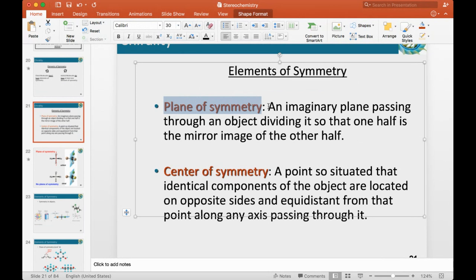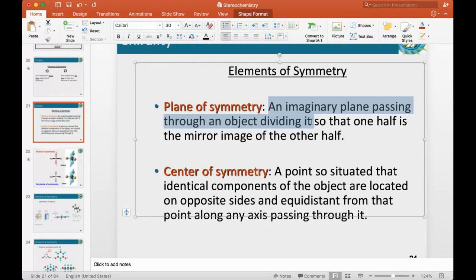Definition of a plane of symmetry: an imaginary plane passing through an object, dividing it so one half is the reflection of the other half. First of all, let me clarify that this imaginary plane is defined by 3 points. Okay, I'll go now to another application to show you some examples.